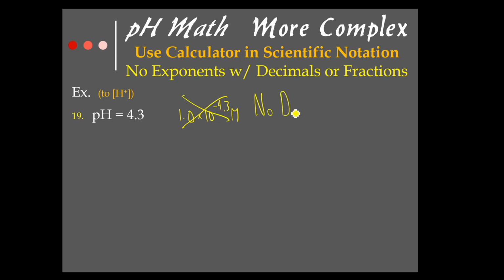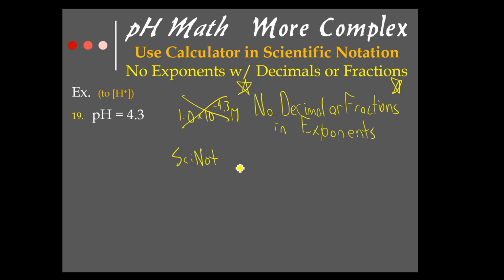No decimals or fractions in your exponents, none. You can see it's written up there. It should be written in your notes. No decimals or fractions in exponents. Never. That is a math no-no. Don't do it. So instead, what we're going to do here is you're going to be in scientific notation. If you know how to do that, it'll make your life a lot easier.